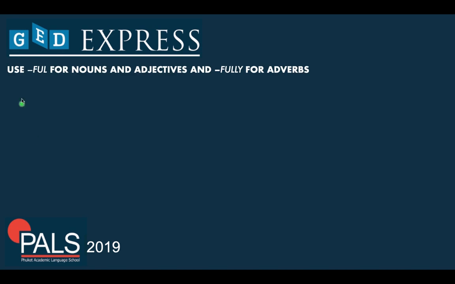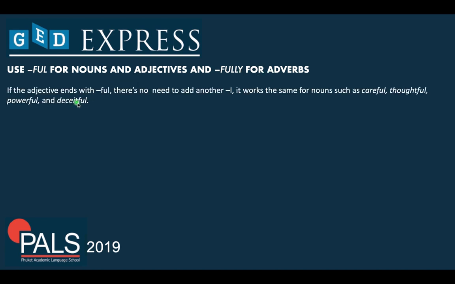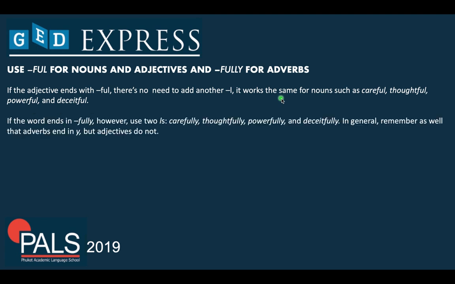Use FUL for nouns and adjectives and FULLY for adverbs. If the adjective ends with FUL, there's no need to add another L. It works the same way for words such as careful, thoughtful, powerful, and deceitful. If the words end in FULLY, however, use two L's, such as carefully, thoughtfully, powerfully, and deceitfully. In general, remember as well that adverbs end in Y, but adjectives do not, with the exception of lonely, lovely, and crazy.